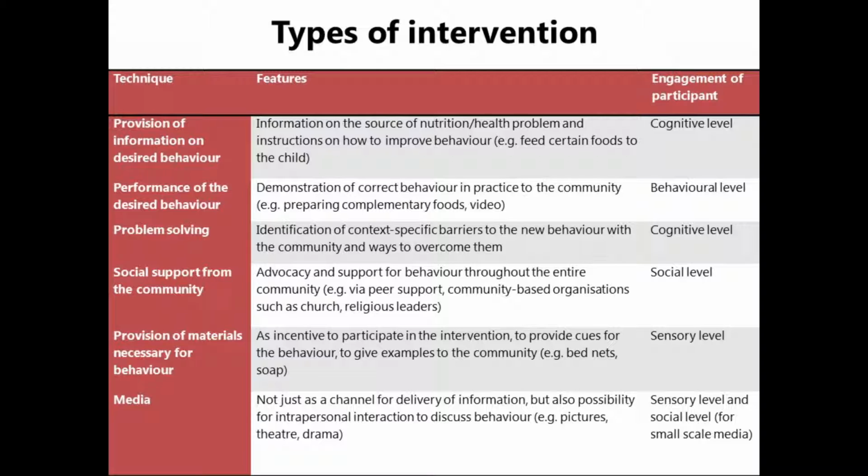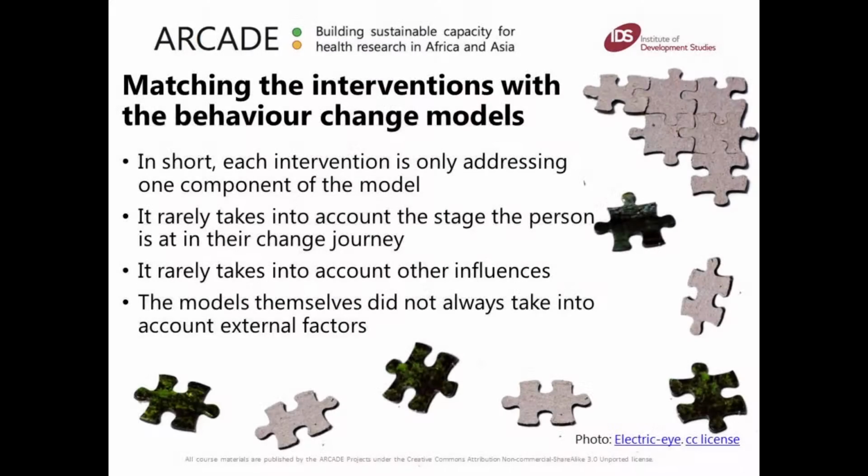So in each of these mHealth interventions, we can envisage a small piece of information, and it's not necessarily set within the context of either the person's individual cost-benefit analysis, the person's individual process of decision-making, the context of the person's social network and what everybody else believes, and the context of the resources that they want. In short, each one of these interventions that we've discussed is only addressing one component in any of those behaviour change models. It rarely takes into account the stage the person is at in that change journey.